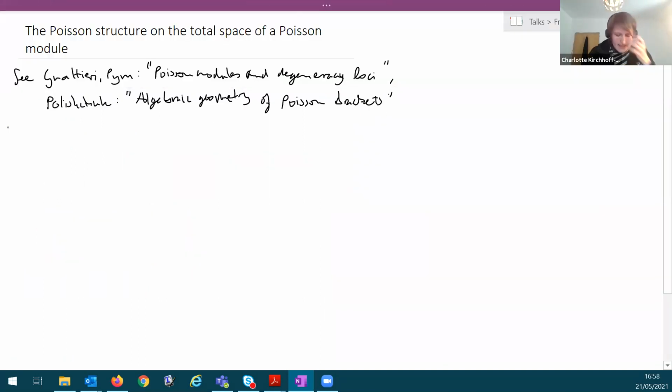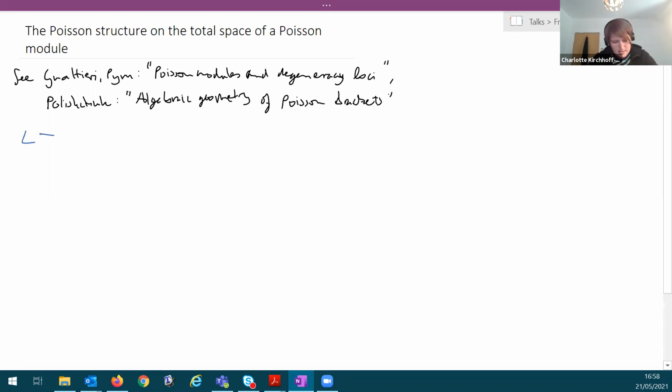Okay, so now I want to discuss an object that is very closely related to the modular foliation, namely whenever we have a Poisson module, so a representation of the Lie algebroid associated to the Poisson structure, then we can get a Poisson structure on the total space of this line bundle that carries the representation. And most of you also probably have seen this, or at least have seen instances of where this happens.